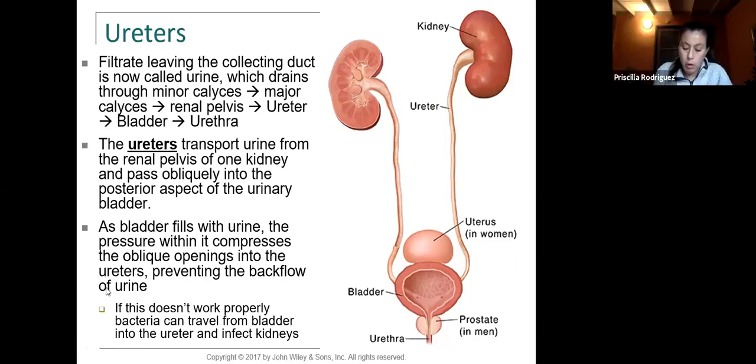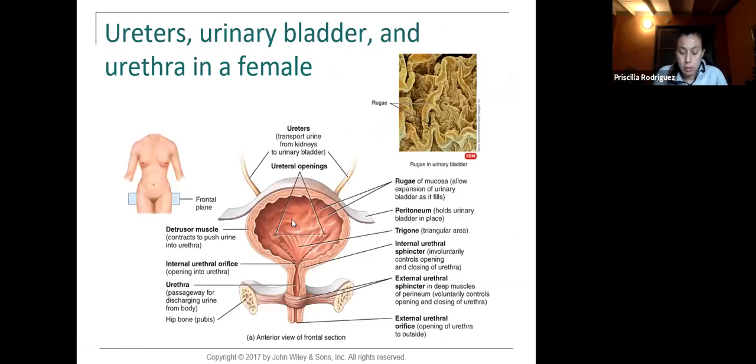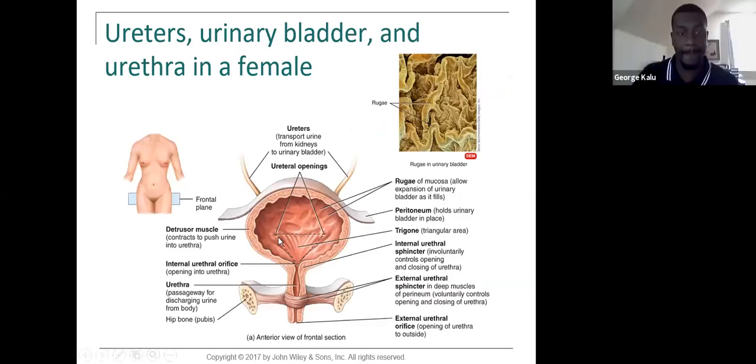Okay. This is what these look like here. Here are the ureter openings. Yes, they're the oblique openings. So these are the ureteral openings here. We have 1, 2 here. And so these will compress as the bladder begins to fill, and prevent any urine from flowing backwards into the ureters.